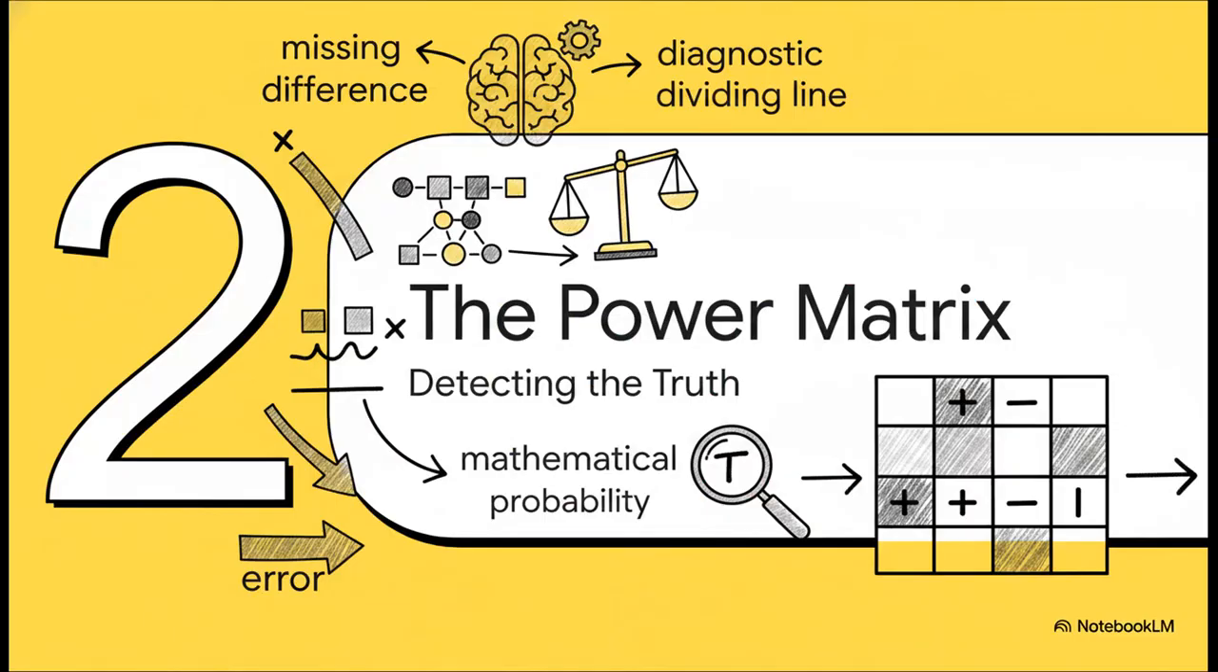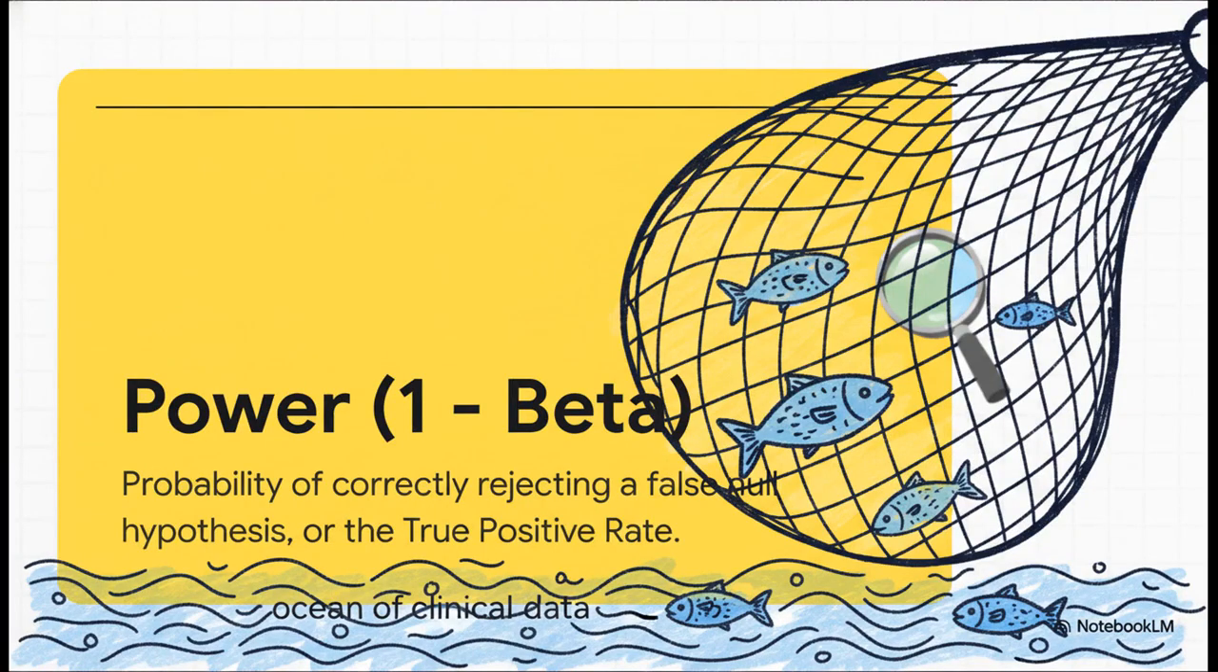Moving right along to Section 2, the power matrix, and how we actually detect the truth. So now, we're shifting our diagnostic dividing line from just missing a difference to the actual probability of finding one. Power, which is mathematically expressed as 1 minus beta, is the probability of correctly rejecting the null hypothesis when it is in fact false. In plain English, it's the true positive rate.